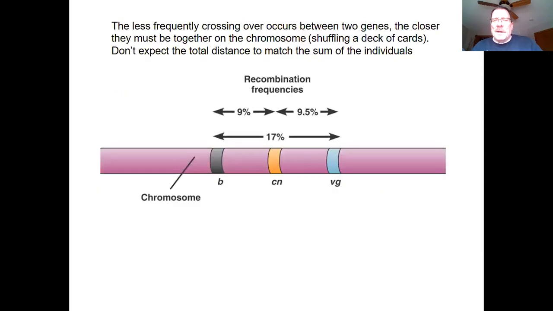Okay. So the less frequently crossing over occurs between 2 genes, the closer they would be. So don't expect that difference to match. And there we see Cinnabar eyes in the middle. It's about 9% recombinant between the body and Cinnabar eyes. We are about 9.5% between Cinnabar and vestigial wings, or wing shape, and the two add up to more than 70%. So it gives you the order. It doesn't give you exact distances.